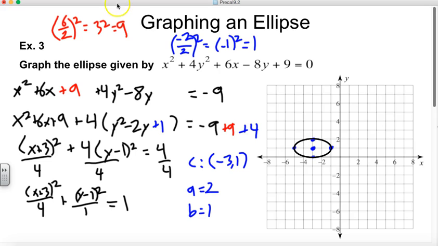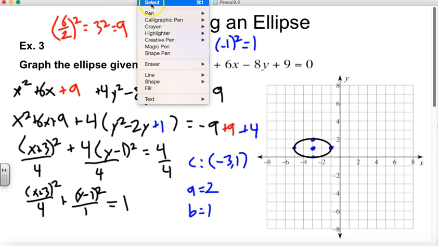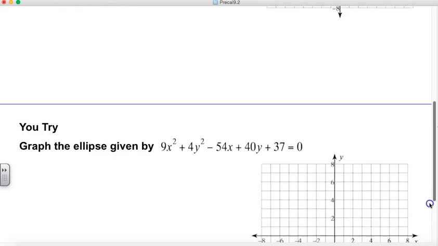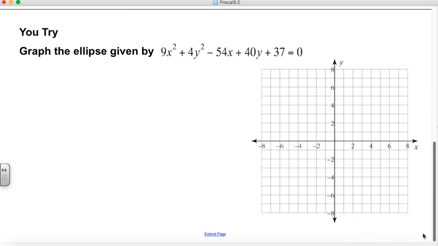All right, so there's our ellipse, and that's how you graph an ellipse whenever you're given it in general form. First, you got to complete the square to change it to standard form. All right, then you can identify your center, your A and B, and graph it. Give this one a try down here. I know this isn't an easy process, but give it a try, and then we'll go over it.